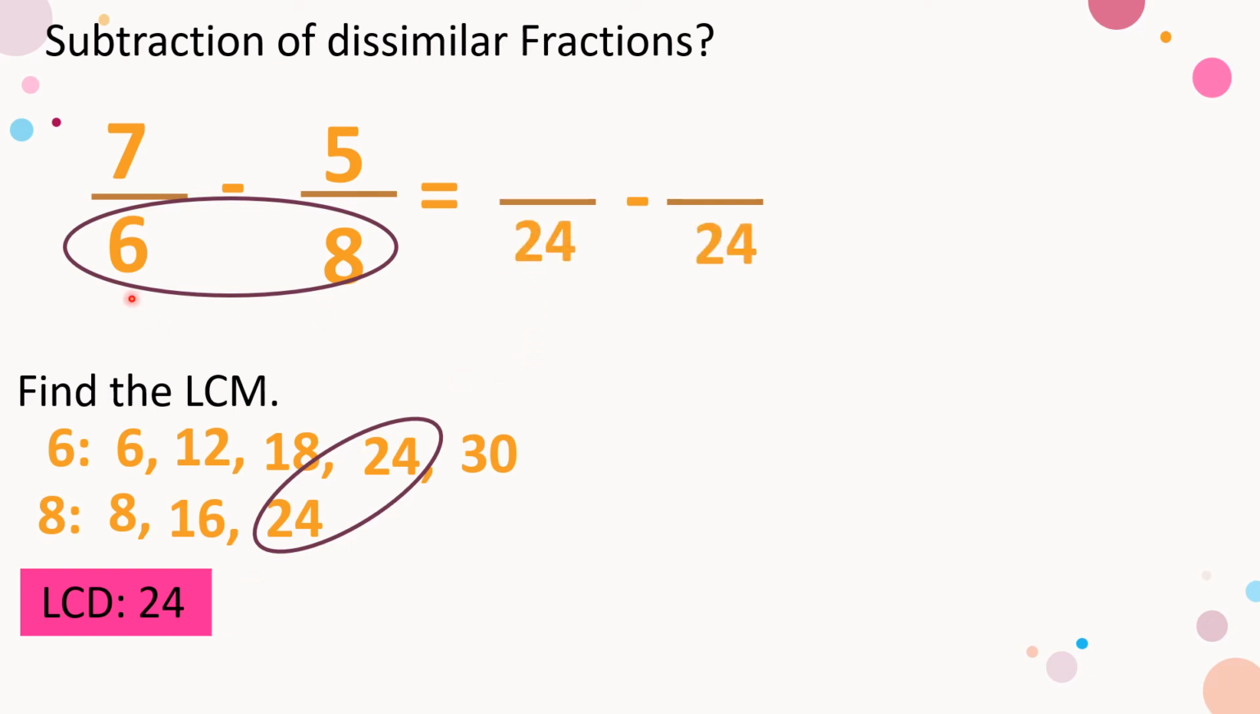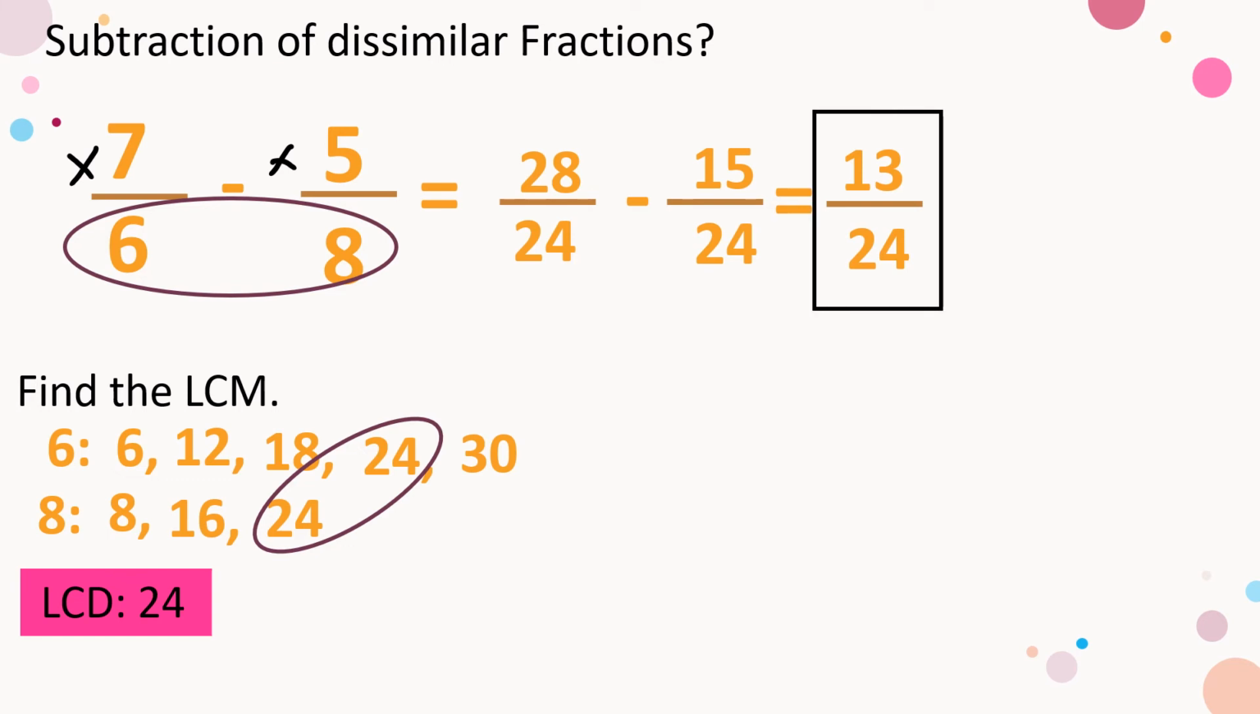So 24 divided by 6, and that is equal to 4 times 7, that is 28. Okay, then we have 24 divided by 8, that is equal to 3, times 5, that is equal to 15. So we're going to write it there, 15. Now, we have similar fractions here, so we can now subtract the numerators and copy the common denominator. 28 minus 15 is equal to 13, and copy 24. Okay, so this is now the final answer because it's already in lowest term.